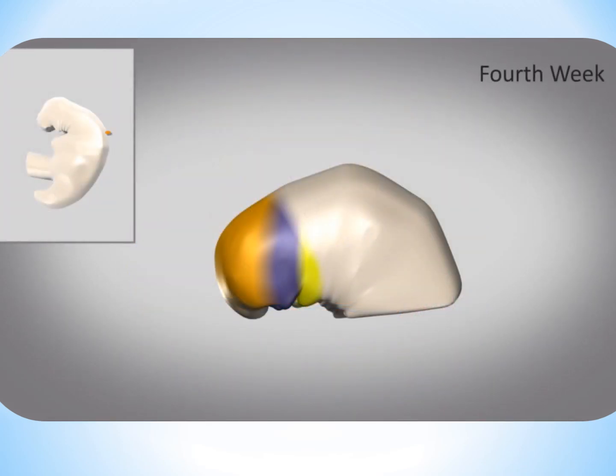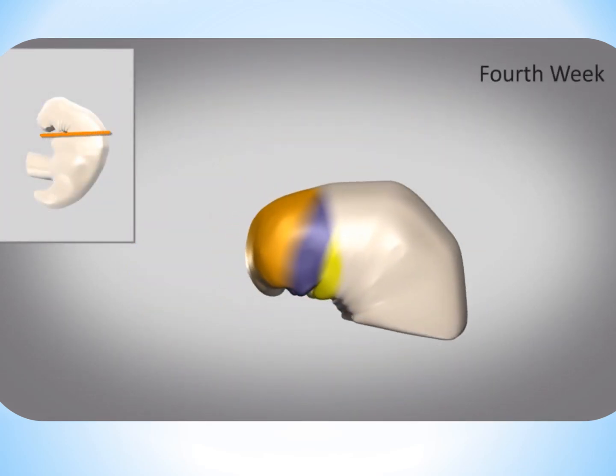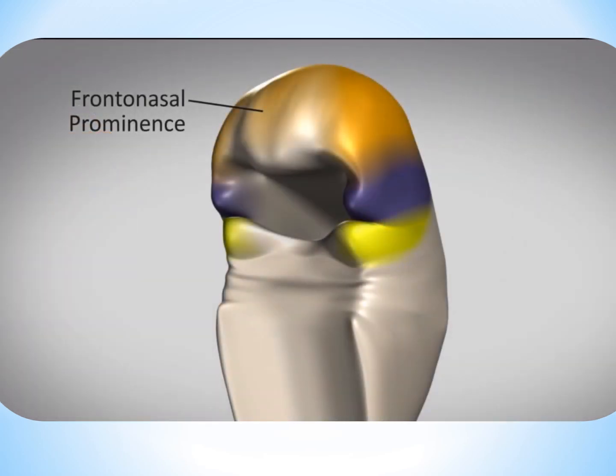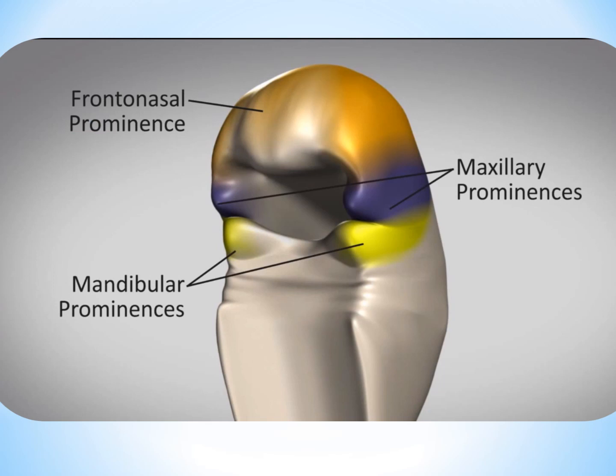By the 4th week of development, the embryo is characterized by 5 facial swellings: the frontonasal prominence and the paired maxillary and mandibular prominences. These structures are formed in part from the migration and proliferation of the CNCCs from different regions of the neural tube.